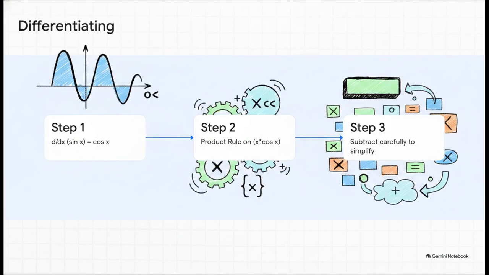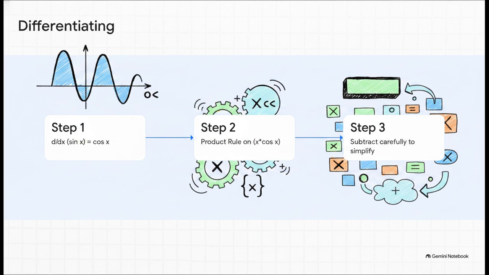The derivative of sine of x is just cosine of x. Easy enough? Then we use the product rule on the chunk that is x times cosine of x. The derivative of the first term, x, is 1, multiplied by the second term, cosine of x, plus the first term, x, multiplied by the derivative of the second term, which is negative sine of x. That gives us cosine of x minus x sine of x. Finally, we subtract that entire chunk from our first derivative. We get cosine of x minus, in brackets, cosine of x minus x sine of x.